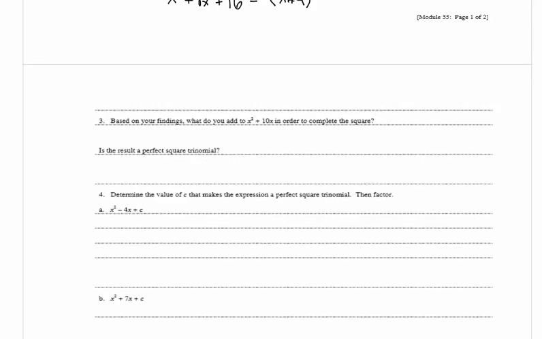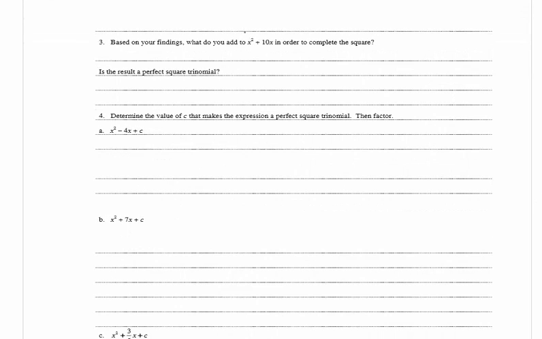In 3, it says, based on your findings, what do you need to add to x squared plus 10x in order to complete the square? In order to complete the square, we need to take 1/2 of our coefficient of x, which is 10, and square it. So we're going to have 1/2 times 10 all squared, which is equal to 1/2 times 10 is 5 squared, and 5 squared is equal to 25.